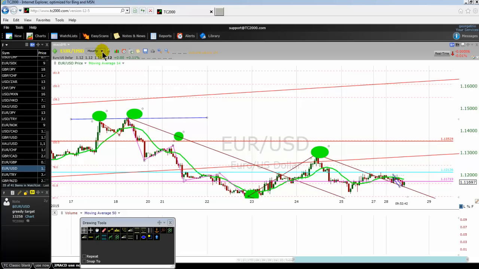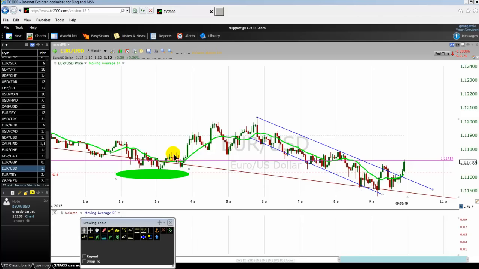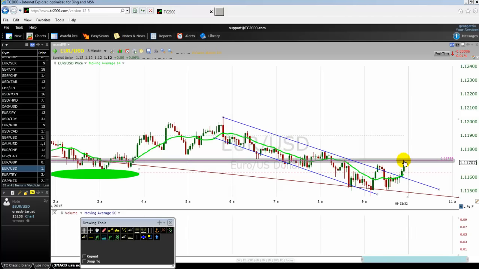Let's go to the 3-minute chart because it's coming very close to my pink line. And my order is now filled, my friend. Let's go to the 3-minute chart. You see now? The pierce, yes or no. Okay, I'm in this trade now.